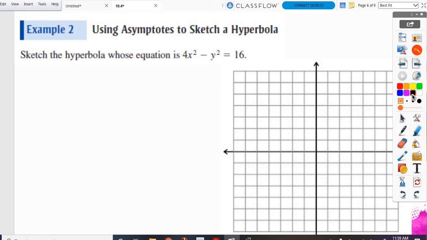But what do we notice about our equation? It's not equal to 1, and that's going to be important here in a second. What else do we notice? How many terms do we have on the left-hand side? 2 terms, right? And both of those terms are being squared.